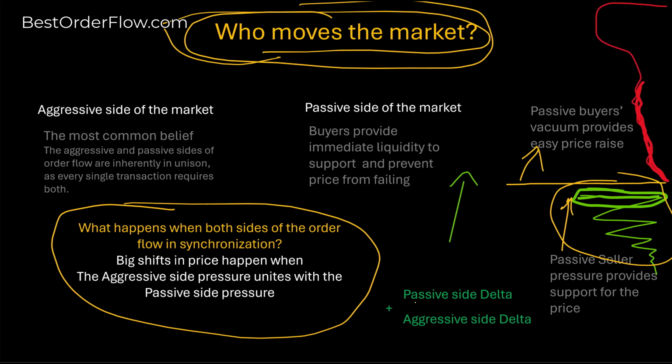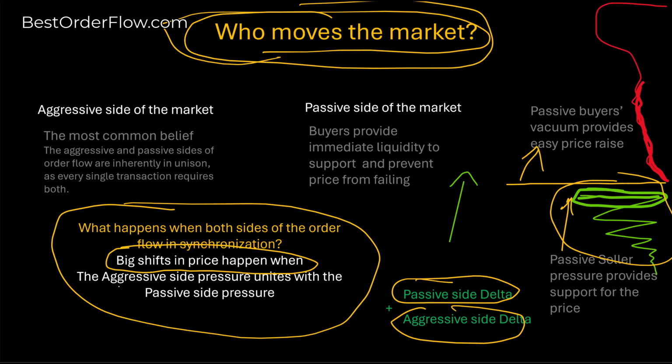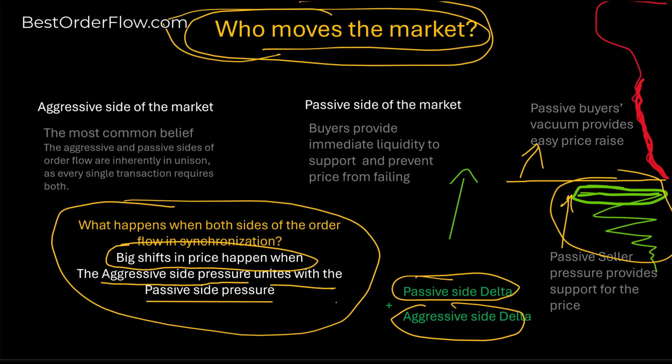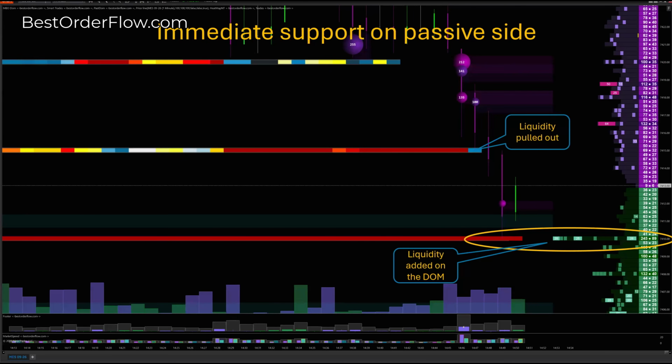And when there is a delta level 1 and the aggressive side of the delta and the passive side of the delta on an indicator are united in the same direction, the big shifts happen when the aggressive side of the pressure and the passive side of the pressure unite in the same direction. And you can see that on the indicator like this, in the same colors.